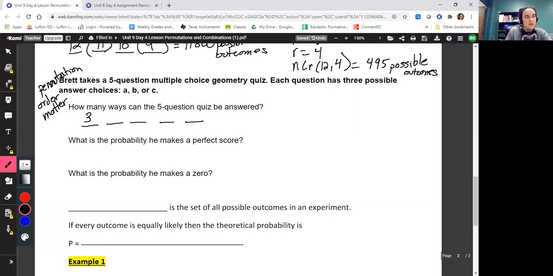3. How many options do we have for the second question? 3. How many options do we have for the third question? 3. How many options do we have for the fourth question? Also 3. And the fifth question? Still 3, because all of them have A, B, or C as an answer choice. So we have 3 times 3 times 3 times 3 times 3, also known as 3 to the 5th power. So 3 to the 5th power is 243 possible outcomes.